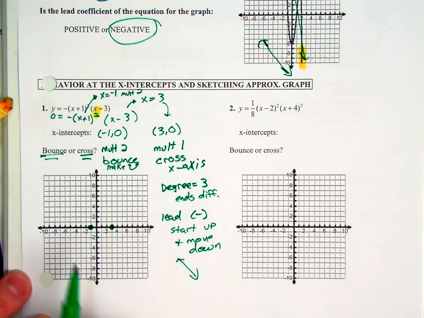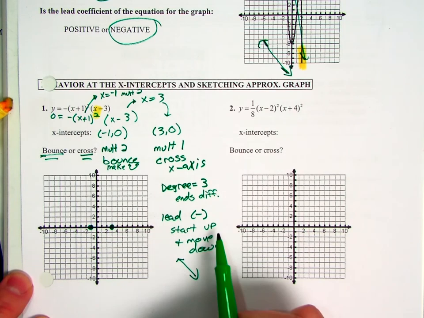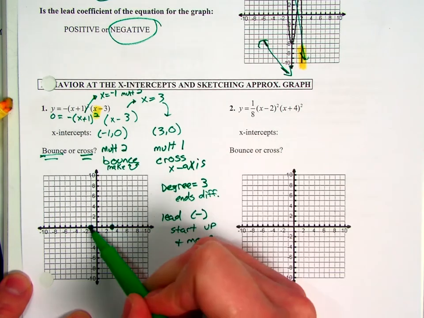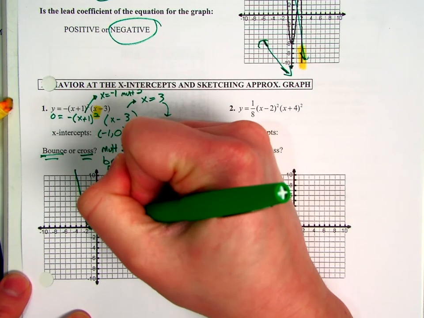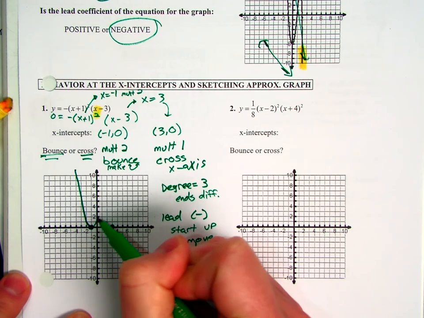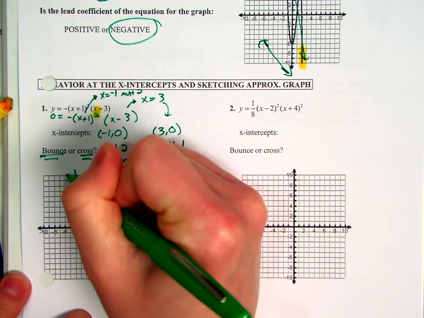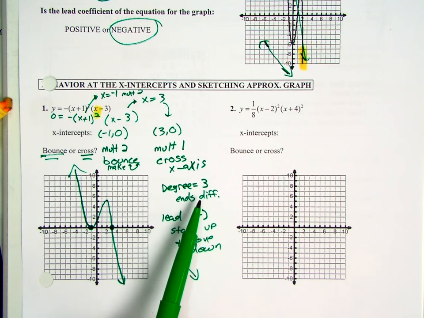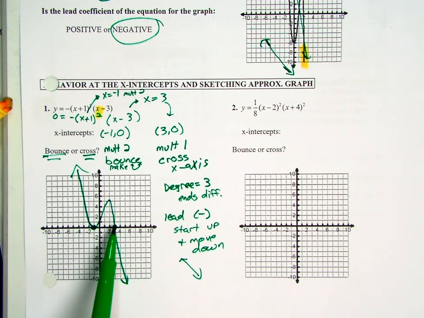So when I look at this, I'm going to start up here. At this point, I am going to cross. Since it was a negative, we start from the top. We do not cross at -1, we bounce. So I'm going to come down, bounce back up, not sure how much, and then go back down again. Making sure my lead coefficient is negative, so this is like a negative slope. Degree is 3, so they're heading in different directions. I bounced at -1 and I crossed at 3.